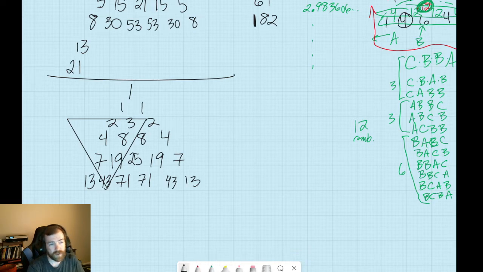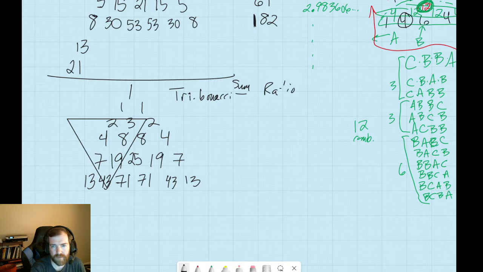Okay, so then I called this Fibonacci triangle or Fibonacci sequence to get this again: 1 1 1 2 3 2 4 8 8 4 7 19 25 19 7, etc. And then again do the sum and then do the ratio. Because again, this has a different sum and a different ratio, at least beyond the first few.